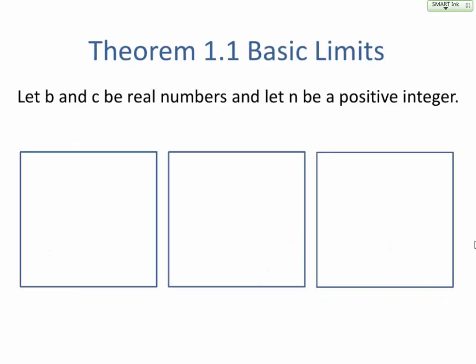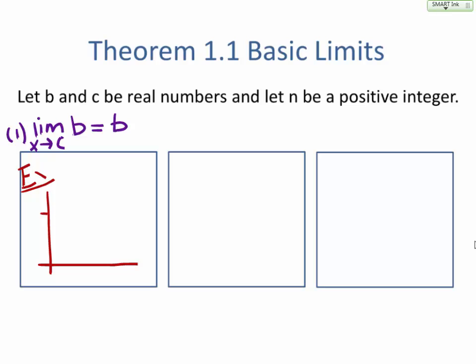So let's take a look at some basic limits. The first one being that the limit as x approaches c of some constant function b is just equal to the constant b. So as an example of this, let's just take a look at the graph of y equals 4. If that's my function, and I want to, let's say, evaluate the limit as x approaches 2 of that function 4, well, the limit is just 4.